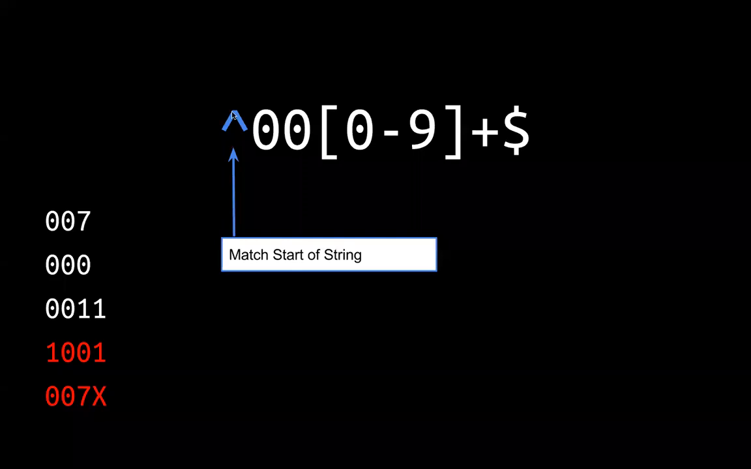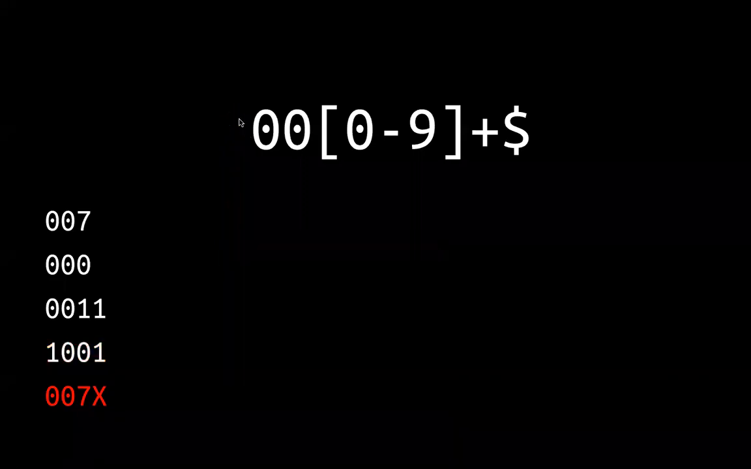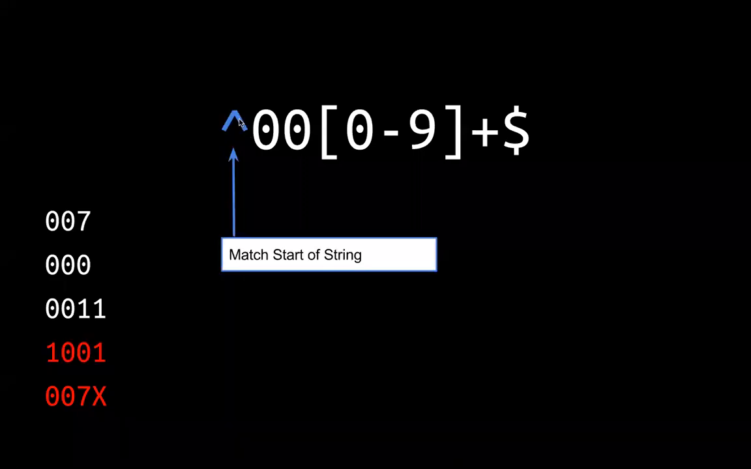So we're going to start with this caret sign. You've probably seen this before. A caret in a regular expression matches the very start of a string. It's not matching an actual character, it's just matching that concept of wherever the string starts. So our regular expression starts out saying, okay, we're going to match at the very beginning of the string. We should see two numbers, 0 and 0, and then any number between 0 and 9, some number of times, and then the end of the string.